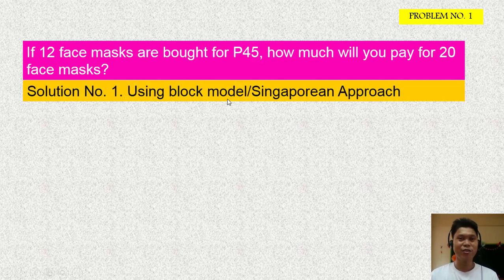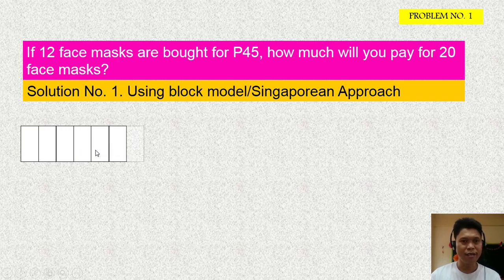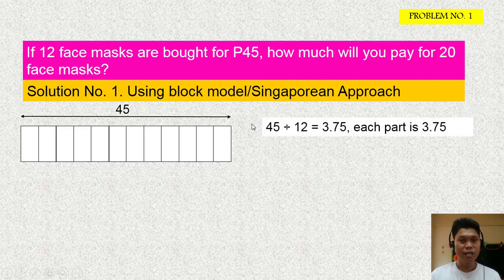Let's start with, of course, the visualization. Ito talagang pinakauna natin dapat gamitin para maintindihan ang problem using models, using illustration or diagrams. Ang tawag dito ay block model or Singaporean approach. Okay. Merong 12 face masks. So, we have 1, 2, 3, 4, 5, 6, 7, 8, 9, 10, 11, and 12. At ang cost daw nito, mula dito, hanggang dito is 45 pesos. So, 45. Next is, we need to identify each of these block. Kasi kapag sa Singaporean approach kasi, kapag nalaman mo tong isang block na to, madali lang isolve ang isang problem.